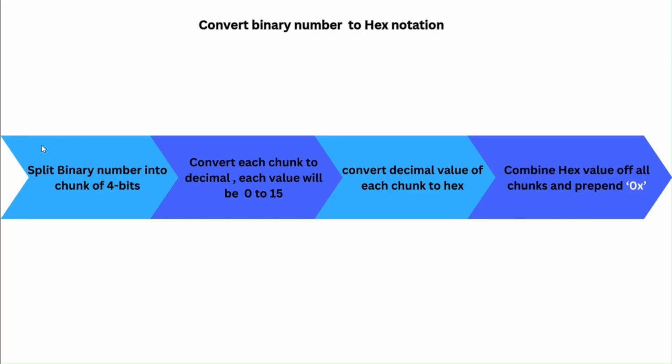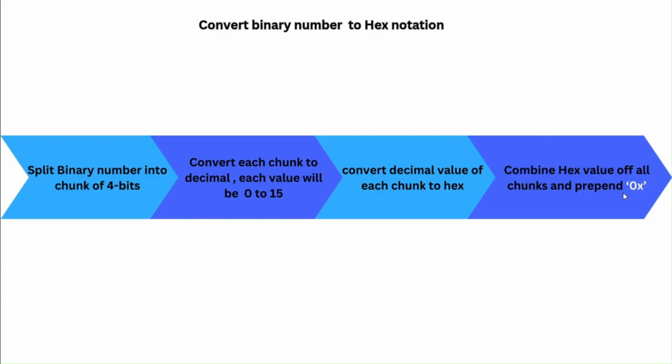If you have a binary number which contains many zeros and ones, split that binary number into chunks of 4 bits, meaning each chunk is a 4-bit part. Then convert each part into decimal first, so each part's value will be 0 to 15. After that, convert the decimal value of each chunk to hex. Then append them all together and add a 0x to it.